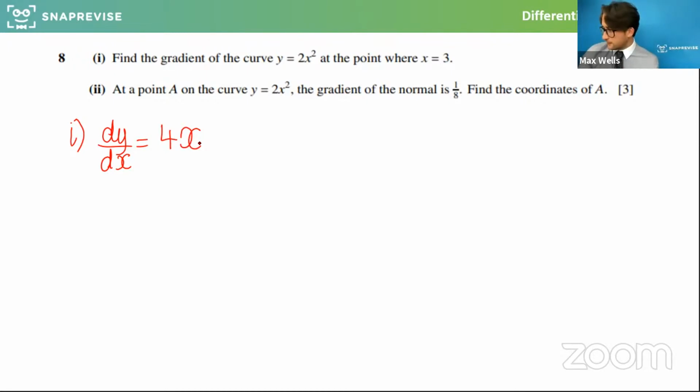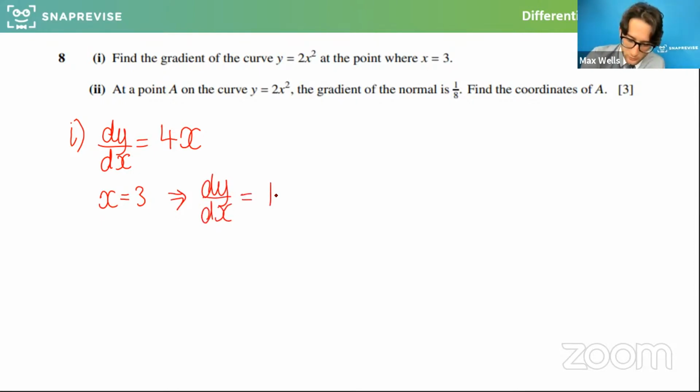Now, the way, I think some of you have already done it, the way we evaluate it when x is 3 is we sub x is 3 into that function. So that means that dy dx would be equal to 4 times 3, which would equal 12.